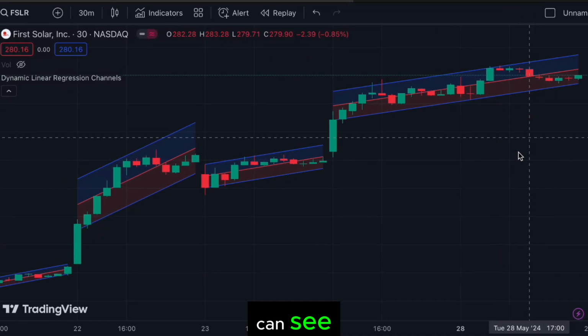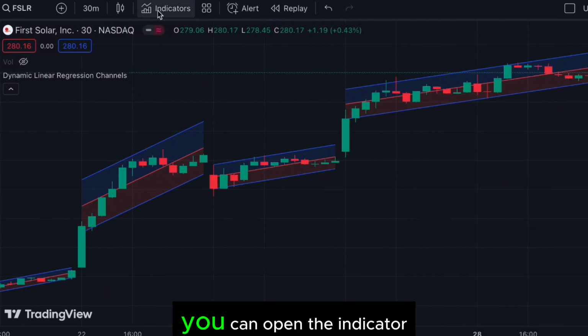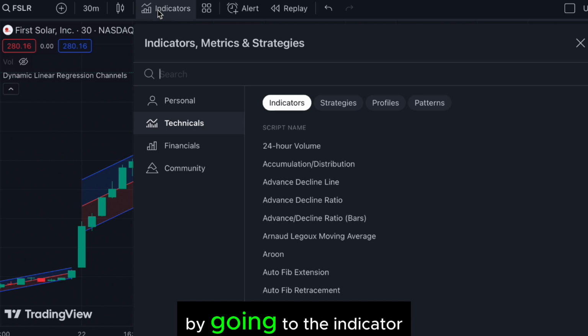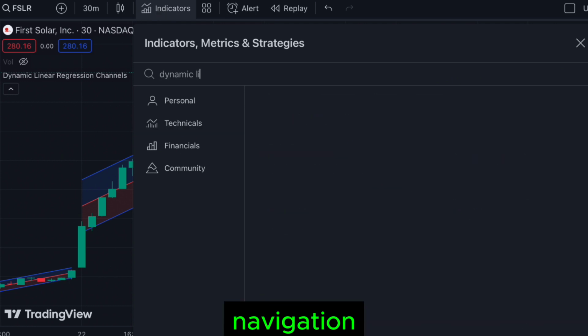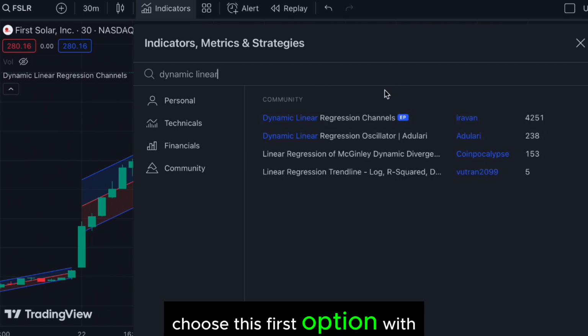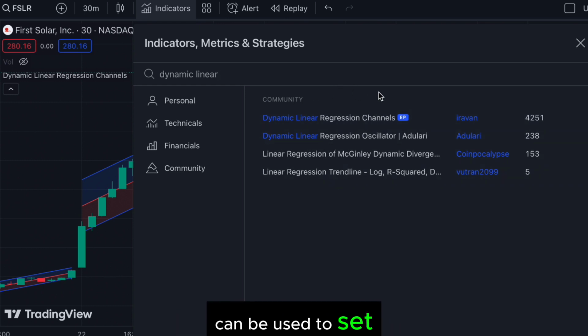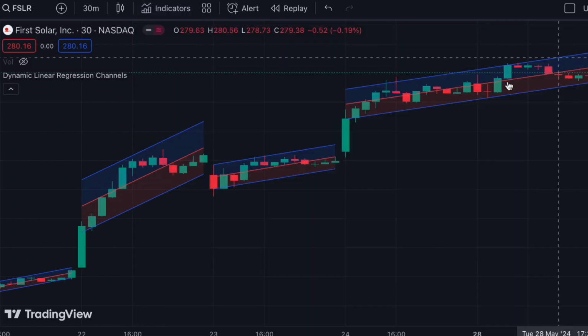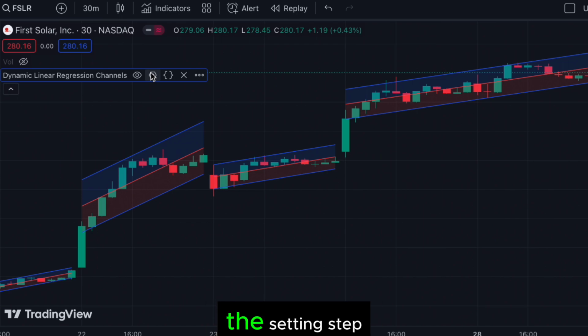First of all, as you can see, currently I have just opened this indicator. You can open the indicator by going to the indicators tab and searching for dynamic linear regression. Choose this first option with editor's picks. Basically, this is a good indicator that can be used to strategize, and you can just open it up.